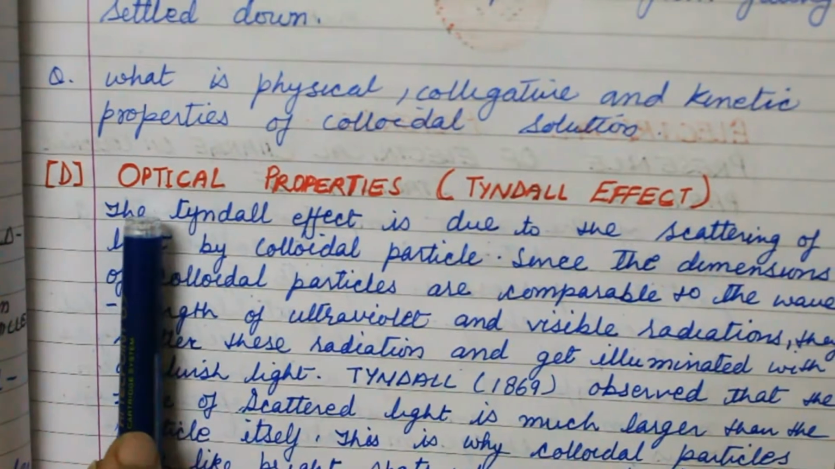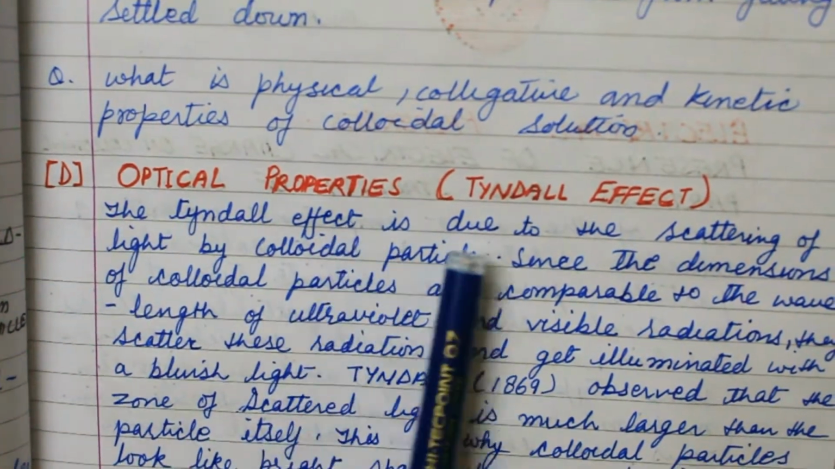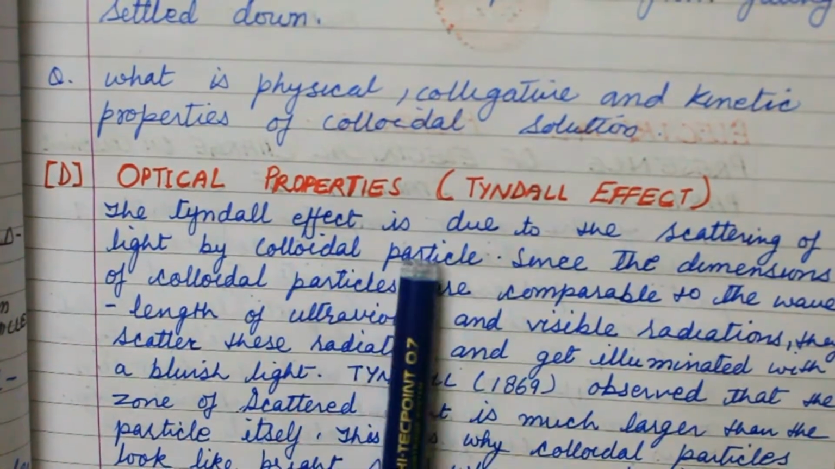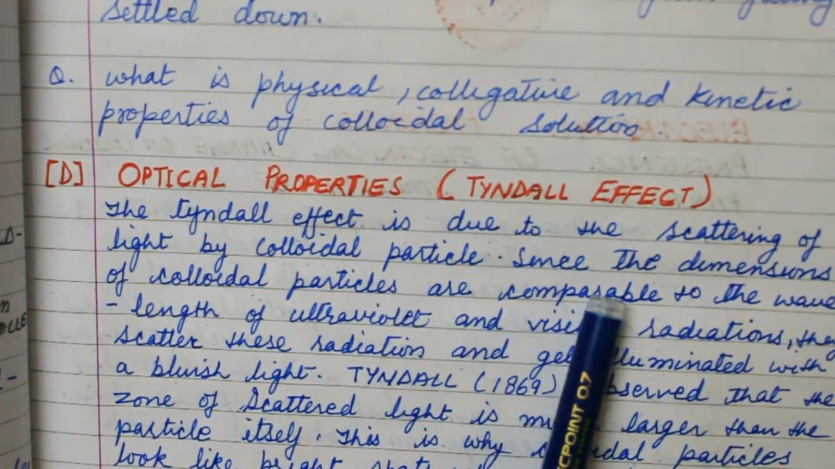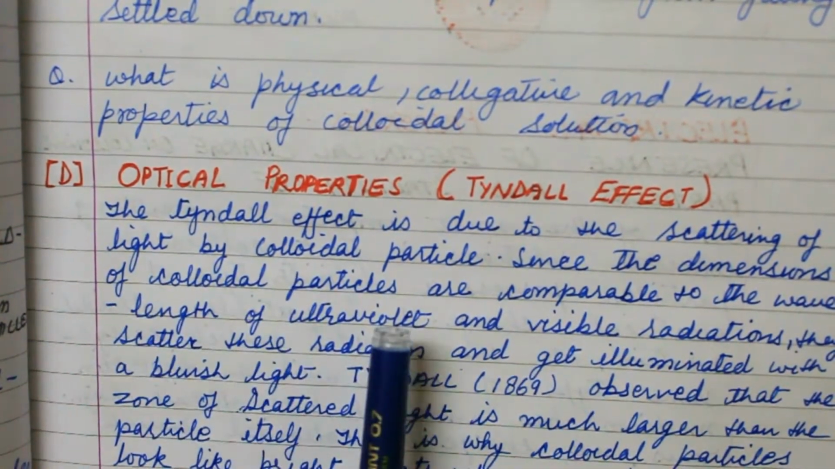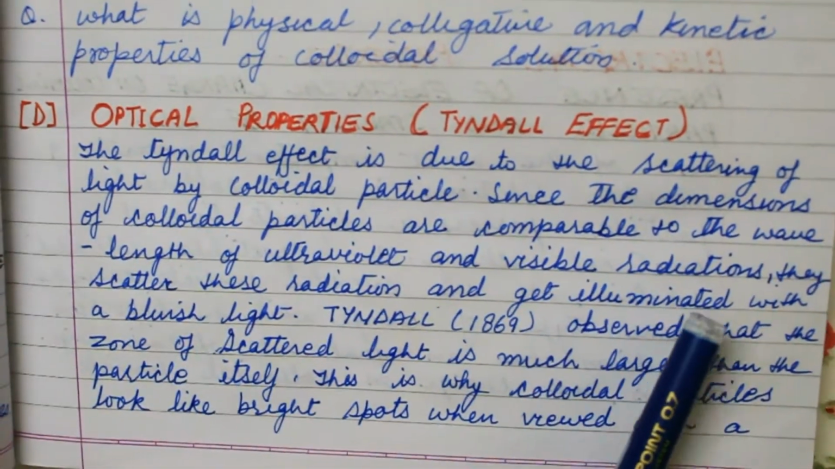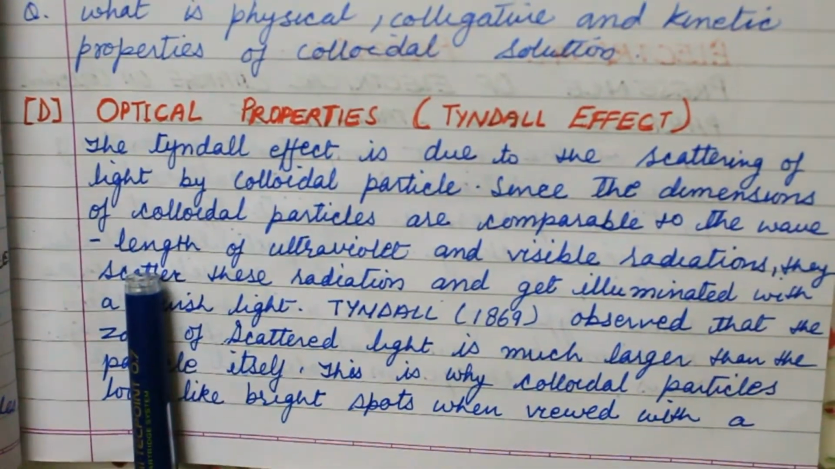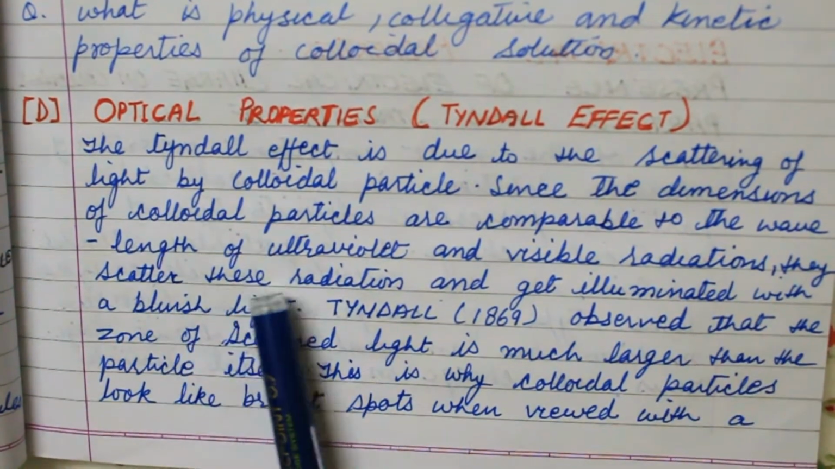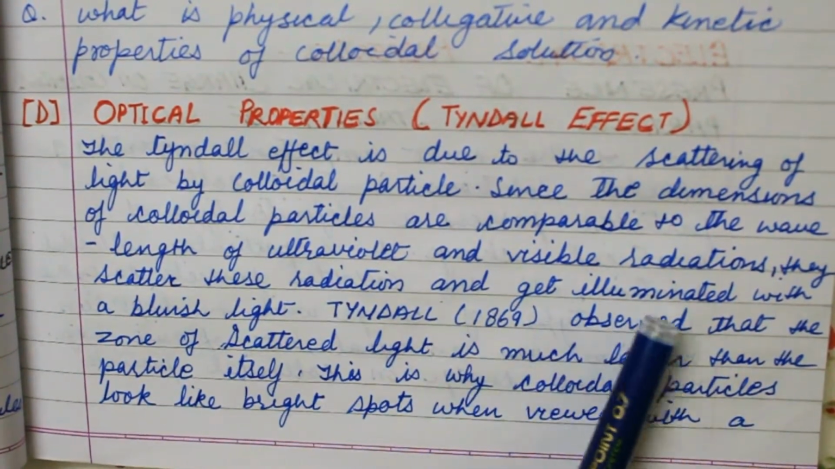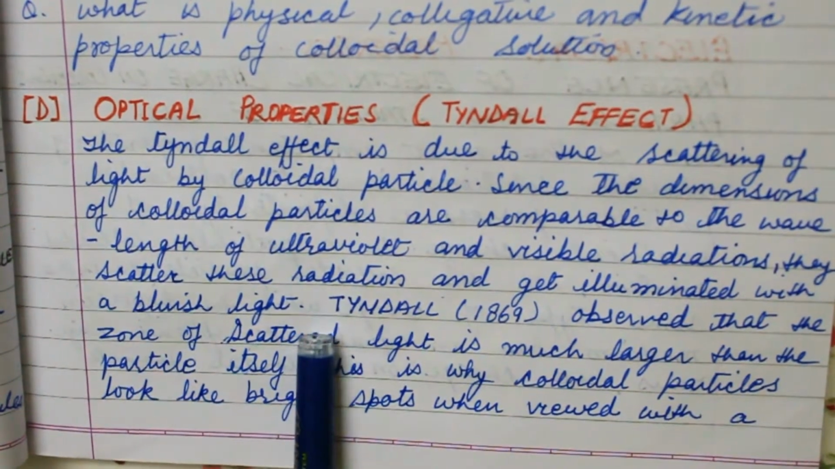Hello student, today my topic is optical properties, that is Tyndall effect. The Tyndall effect is due to the scattering of light by colloidal particles. Since the dimensions of colloidal particles are comparable to the wavelength of the ultraviolet and visible radiation, they scatter these radiation and get illuminated with the bluish light.